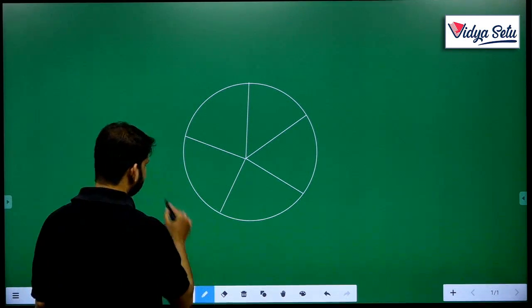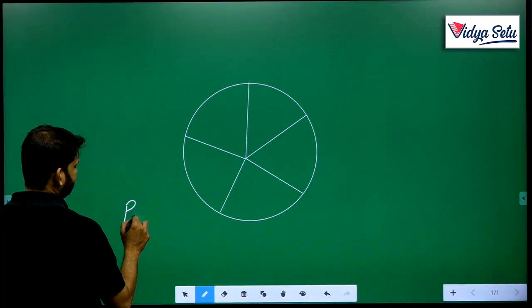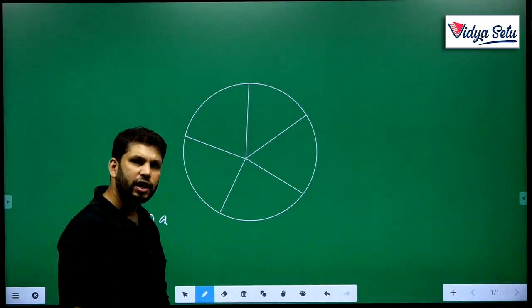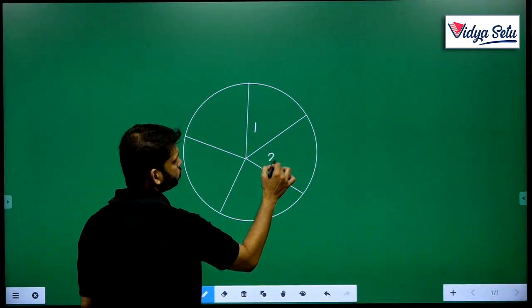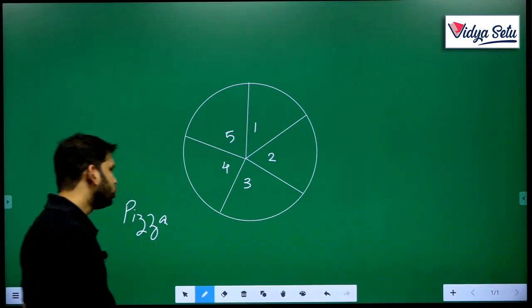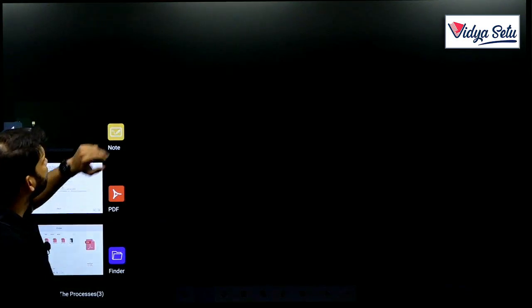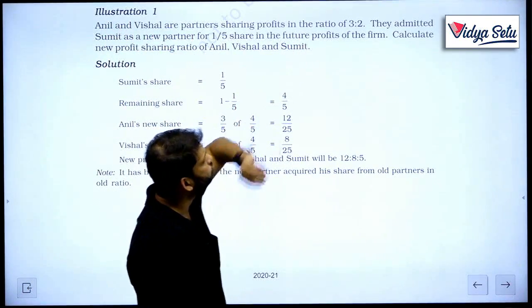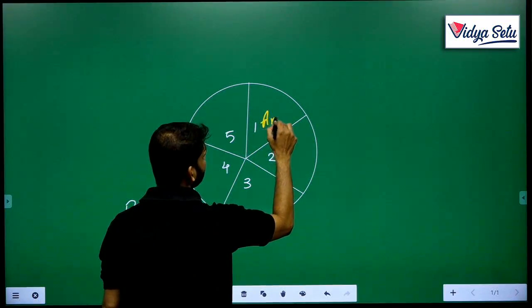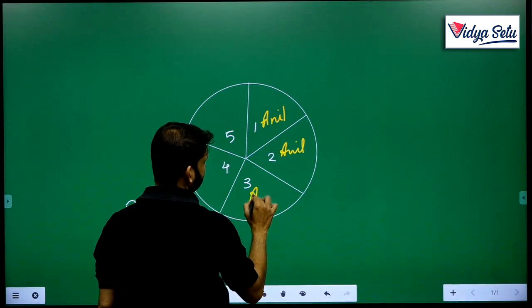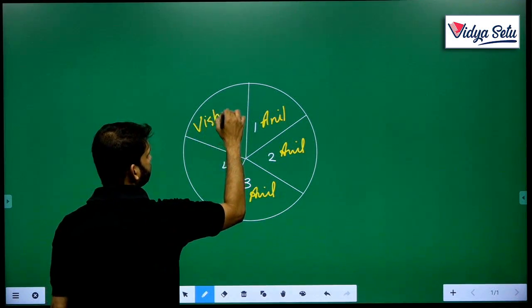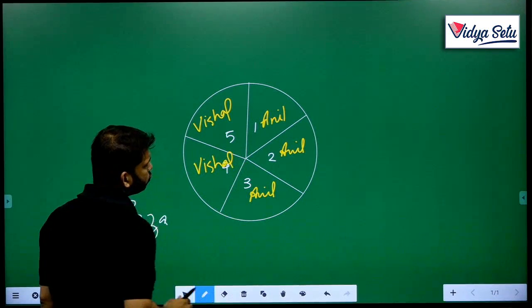Assume that this is a pizza, which has 5 equal slices. Now everyone, there are 5 friends, everyone will get how much? 1 slice, 2 slice, 3 slice, 4 slice and 5 slice, assuming all are equal. Now earlier, when there were only 2 partners, what was happening? Earlier, Anil and Vishal were partners in the ratio 3:2. So out of 5 pieces, Anil was getting 3 out of 5 and Vishal was getting 2, because their ratio was 3:2.